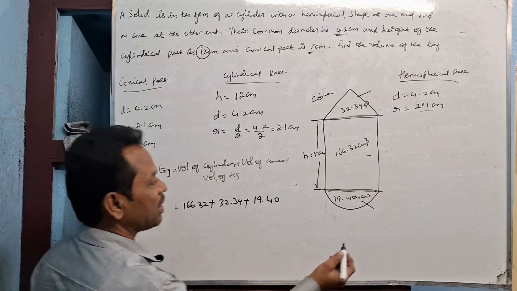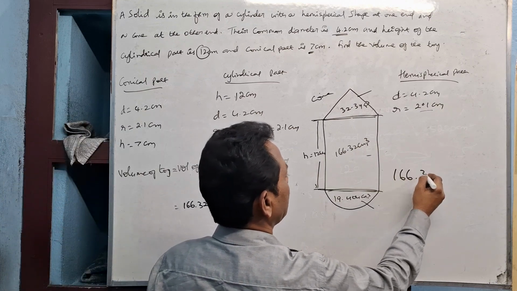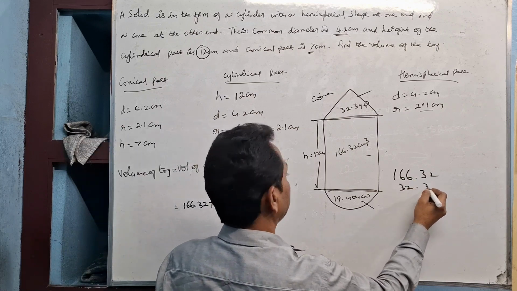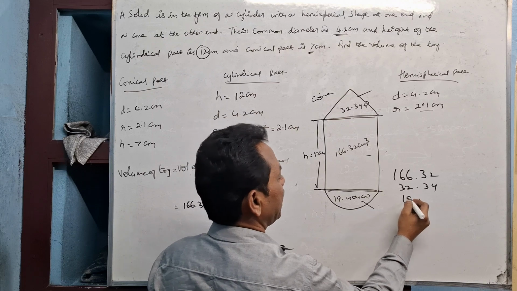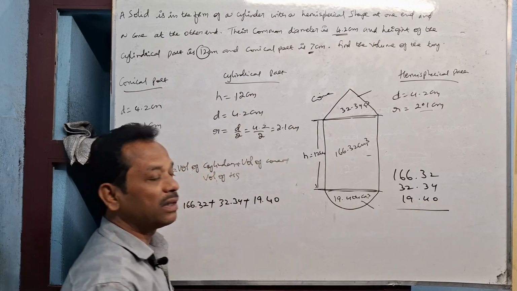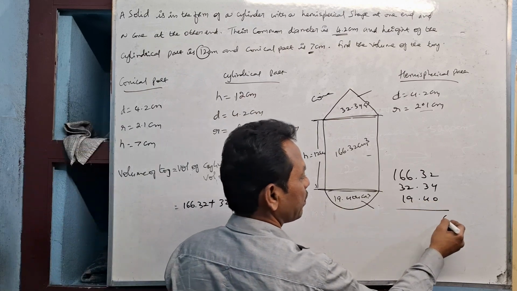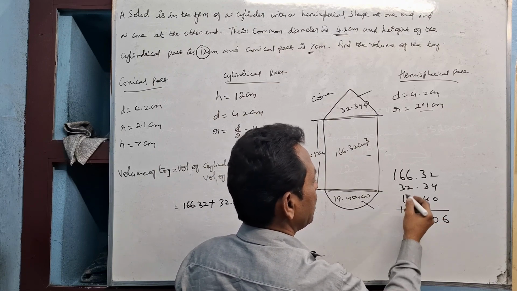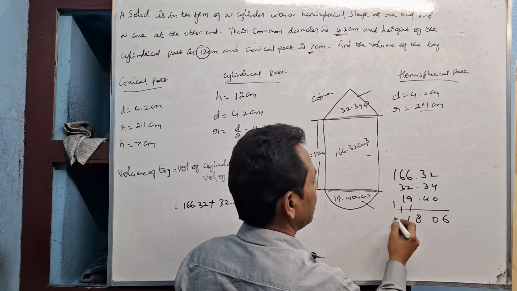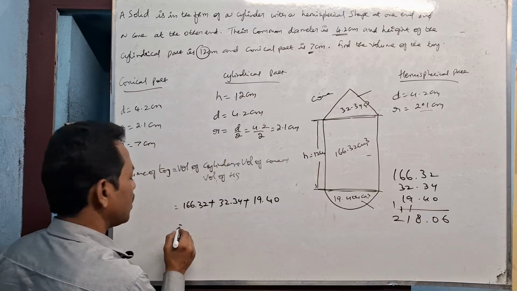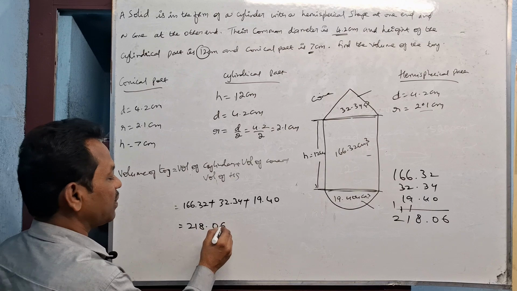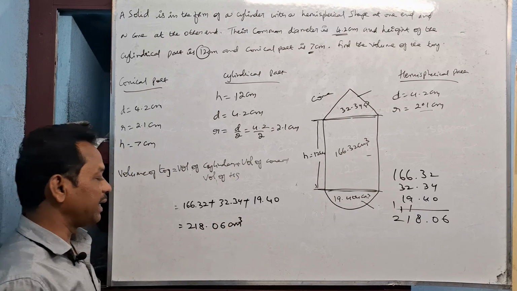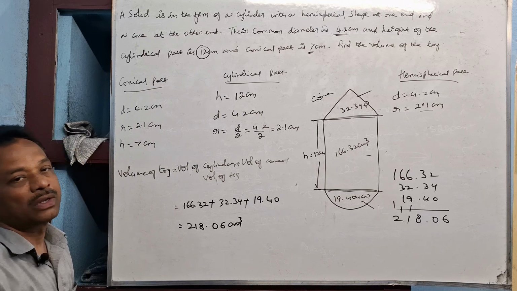Let me add these numbers: 166.32 plus 32.34 plus 19.40. Adding them, your answer is 218.06 centimeter cube. So the volume of the toy is 218.06 centimeter cube.